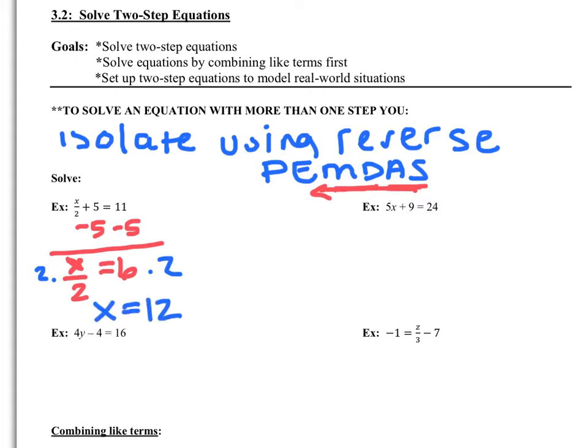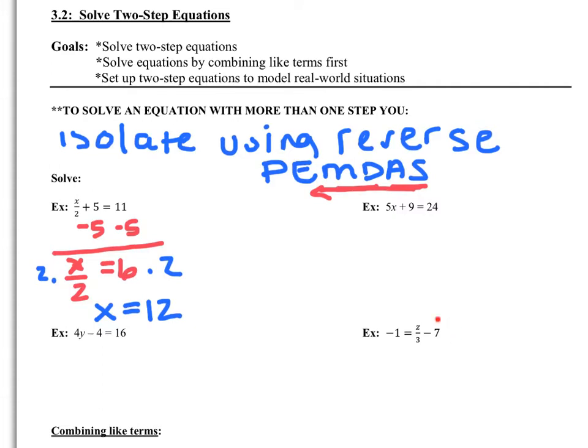So you're going to look at what's bothering the variable and decide on the two operations. And then depending on what the two operations are, you would go in reverse PEMDAS. So you would undo either addition or subtraction first. Then you would undo multiplication or division. If there were exponents or parentheses, those would come last.